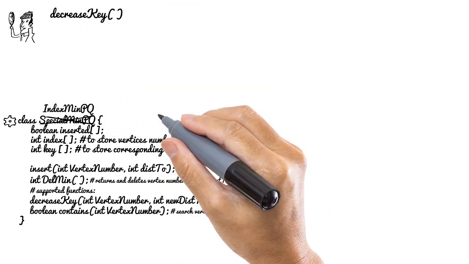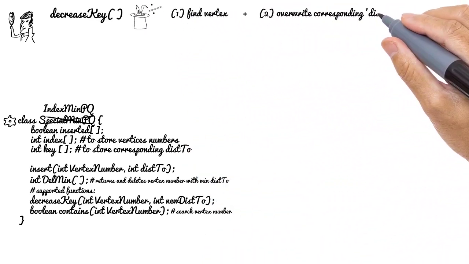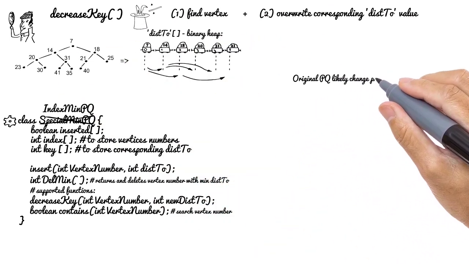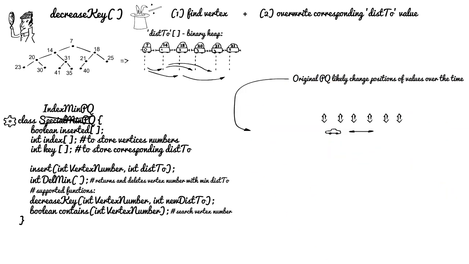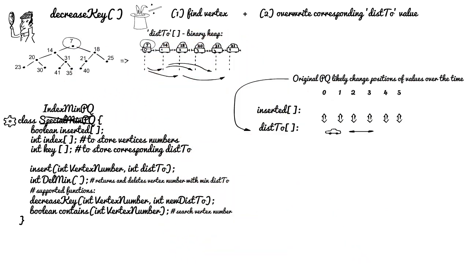For the decrease key function, the trick is more sophisticated. We not only need to find the vertex, but also override the corresponding distance to value. In the original PQ implementation, the binary heap likely changes positions of values in the heap each time we add or delete a value to have a certain order and the minimum value immediately available. That means if we implemented our IndexMinPQ in a similar way, after a few operations, the distance to value likely won't be stored in its initial position in the binary heap. Then how to effectively replace the distance to value for a vertex, keeping PQ functionality in place?